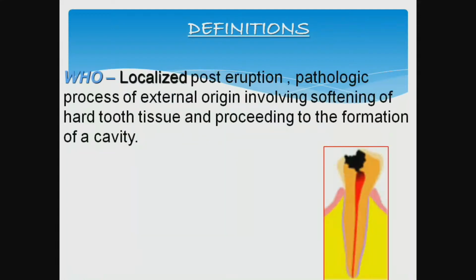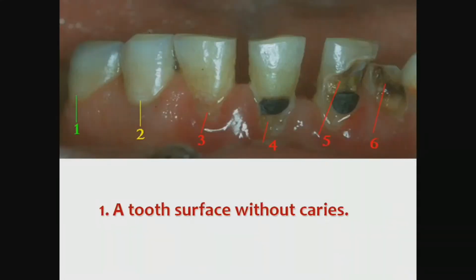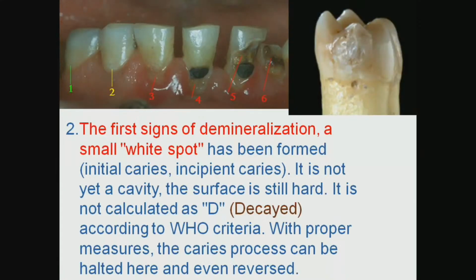According to the WHO, it's a localized post-eruption pathologic process of external origin involving softening of the hard tissue and proceeding to the formation of a cavity. So 1, 2 is tooth surface without caries. 3, you can see there is initial caries. 4, 5, 6, they are all with caries.